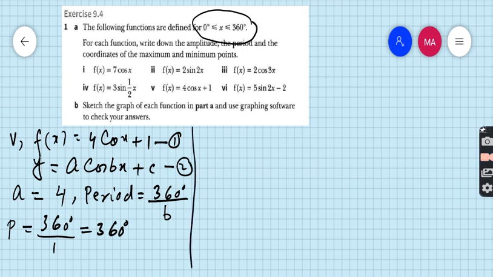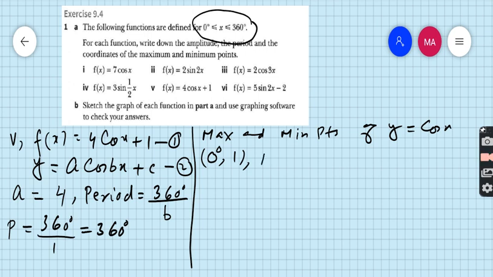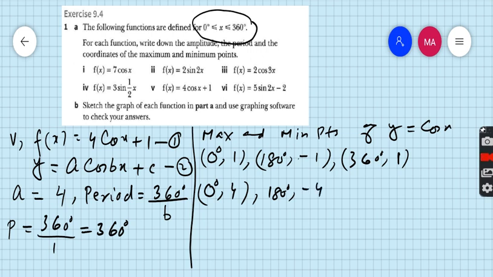Now it's time to find the maximum and minimum points. Maximum and minimum points of y is equals to cos x are: at 0 degree, the value of cos x is maximum. At 180 degree, the value of cos x is minimum, that is -1. And at 360 degree, the value of cos x is maximum, that is 1. And we will not go beyond 360 degree because the period is 360 degree. So in this part we just multiply y value by the amplitude. So 0 degree remains 0 degree, 1 times 4 is 4, 180 degree remains 180 degree, -1 into 4 is -4, 360 degree remains 360 degree, and 1 into 4 is 4.